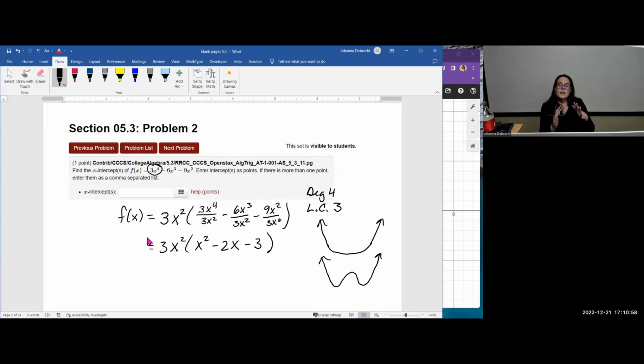Now, the fundamental theorem of algebra says all polynomials, remember polynomials, with real coefficients, and they have to be able to be written with all variables in the numerator and with whole number powers on those variables. They don't have to be that way, but you have to be able to write them that way.